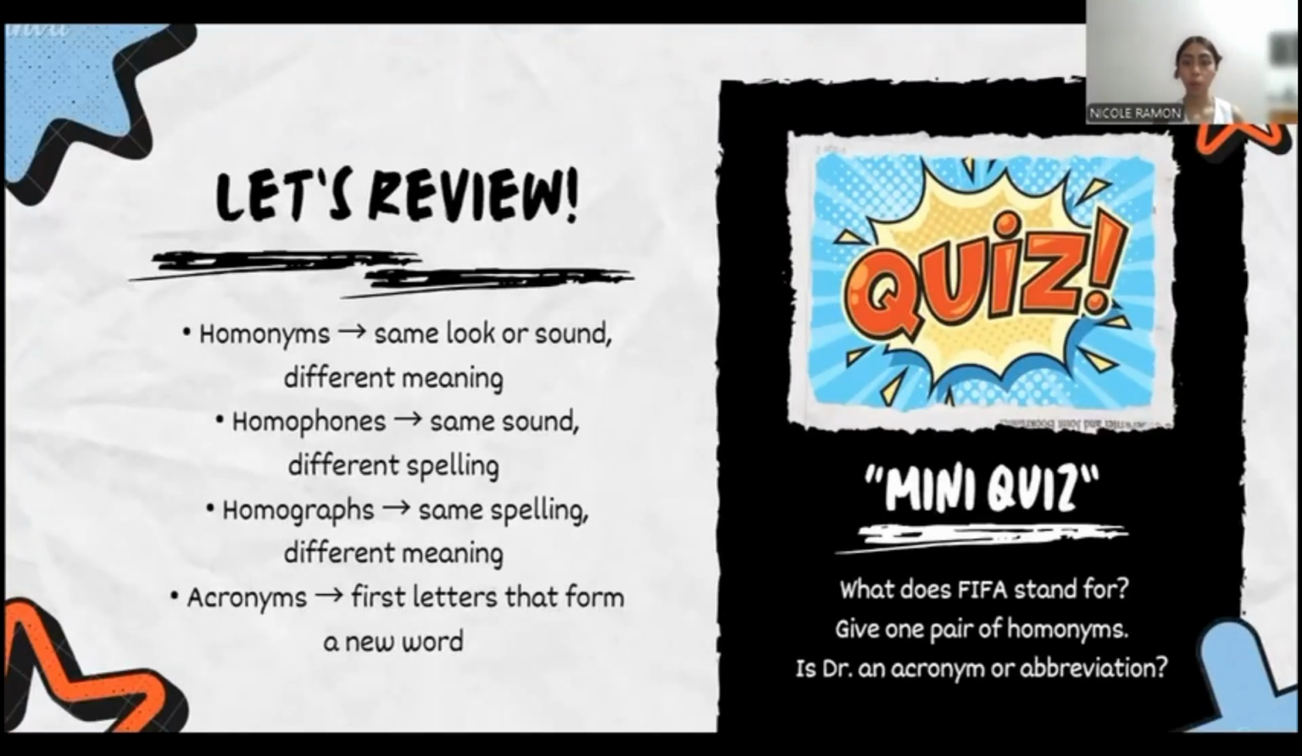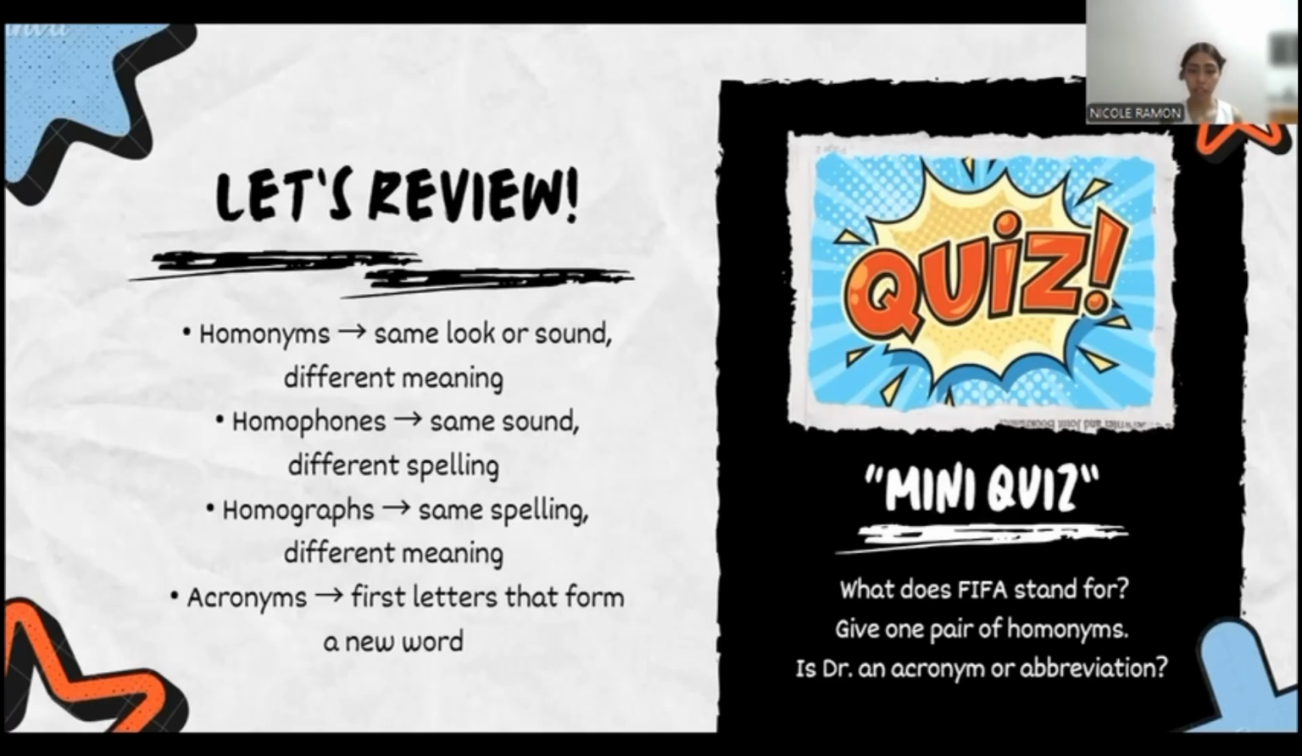Let's review everything we've learned today. We started with homonyms, which are words that look or sound the same but mean different things. They can be a little tricky, but now we know there are two main types. Homophones, words that sound the same but are spelled differently, like two and to. Homographs, words that are spelled the same but have different meanings, like lead, to guide, and lead, the metal. These examples show us how flexible English can be, when a small change in spelling or pronunciation creates a completely new meaning.